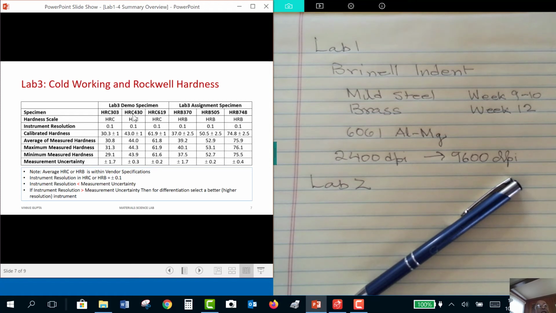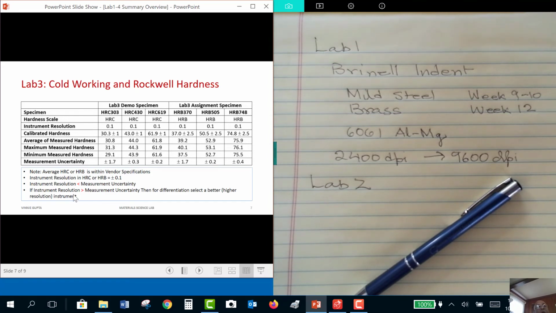So we had these three steel specimens. So we measured hardness Rockwell C, and then for assignment you use brass specimens, and again you can see that both the hardnesses are within the vendor specifications. Our instrument resolution is 0.1 for both scales. And again, we find that our instrument resolution is less than the measurement uncertainty in all of these cases.